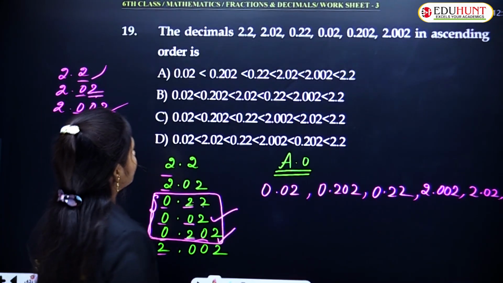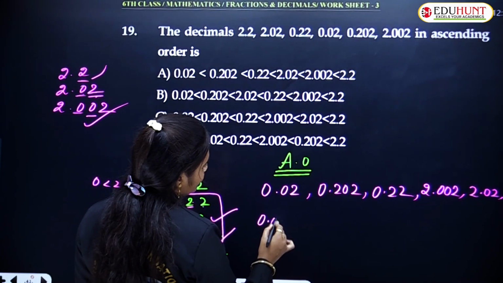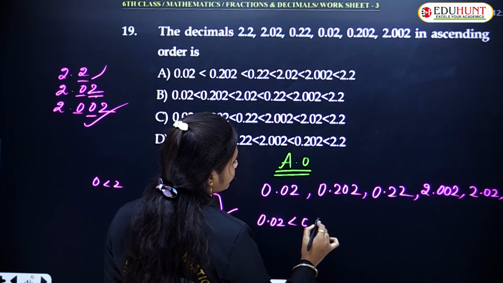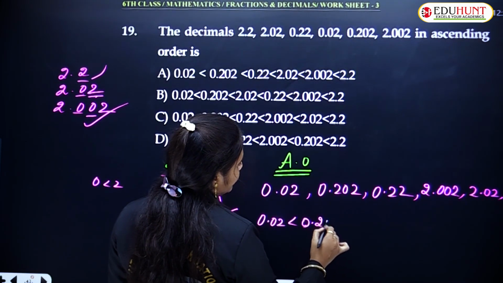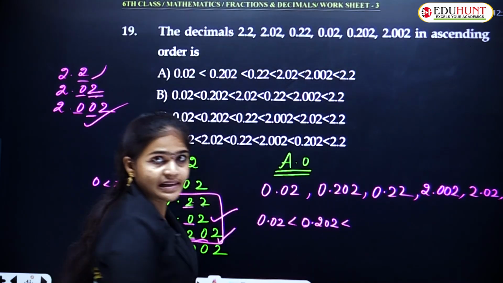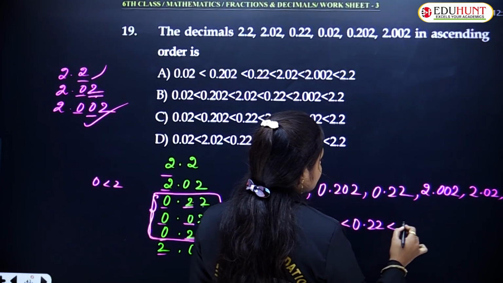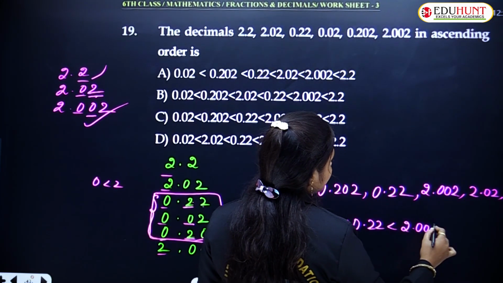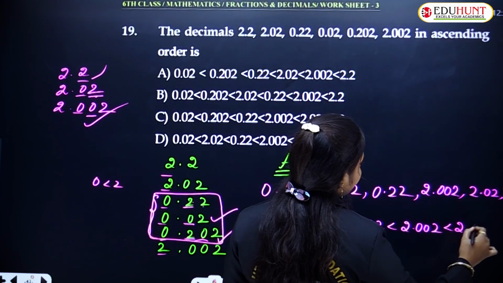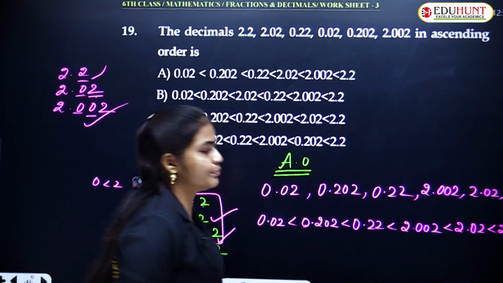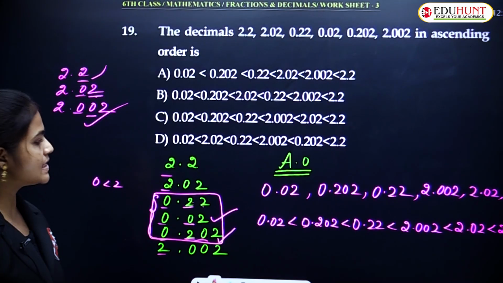Understand ma? So as per this we can write it as 0.02 is less than 0.202 is less than 0.22 is less than 2.002 is less than 2.02 is less than 2.2. Understand? Here this is the answer.